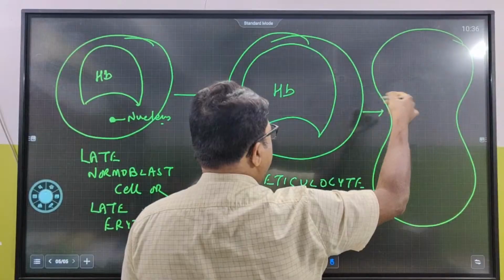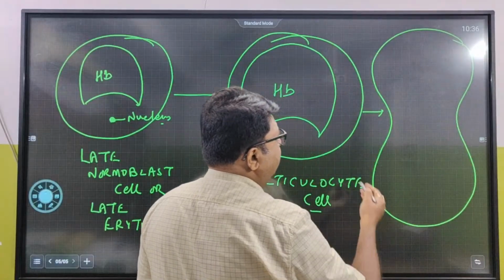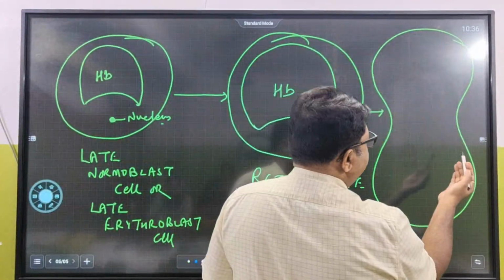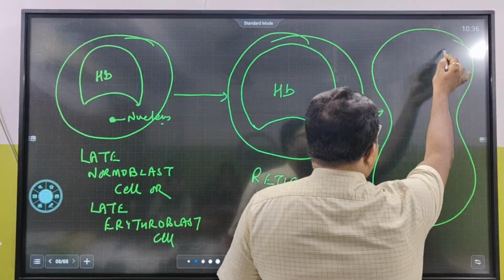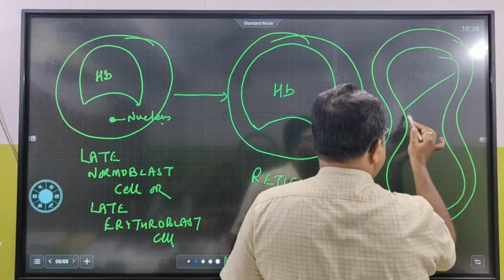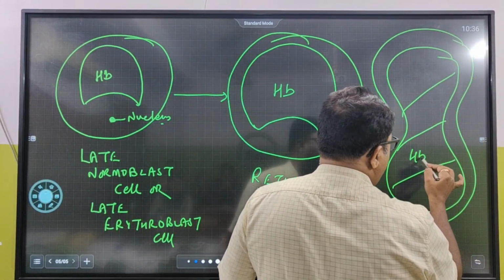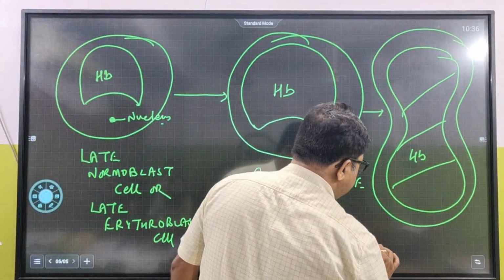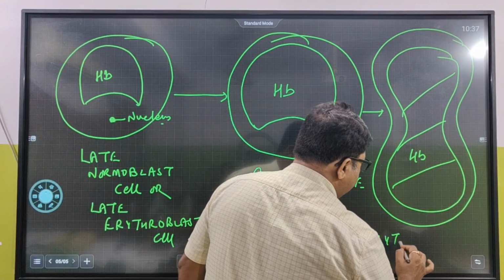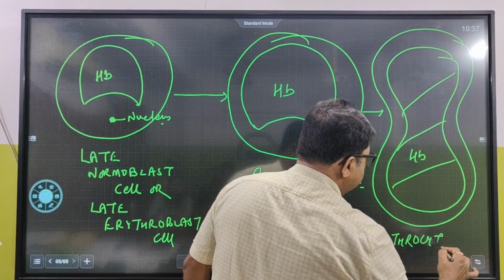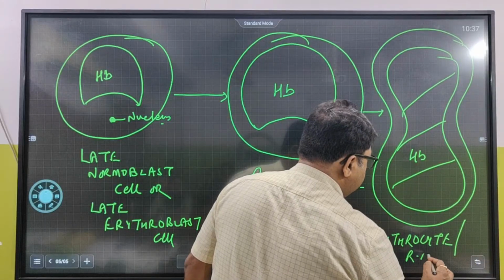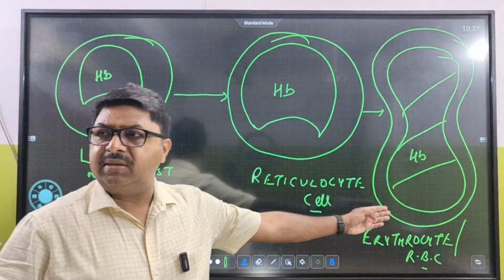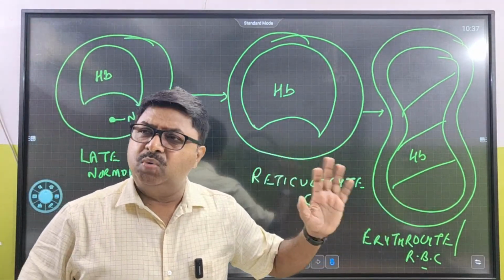If this is the front view, they are biconcave in shape. From this part of the RBC, you can see it's oval shaped, but if you see it from this side, they are biconcave shaped. And this is the hemoglobin. Now, this cell is called the erythrocyte cell. That is our RBC, which does not have any nucleus. This is the erythrocyte, or else called RBC. So what is the shape of RBC? They are biconcave shaped and enucleated.